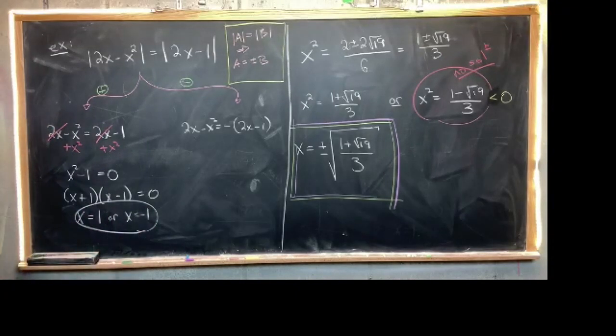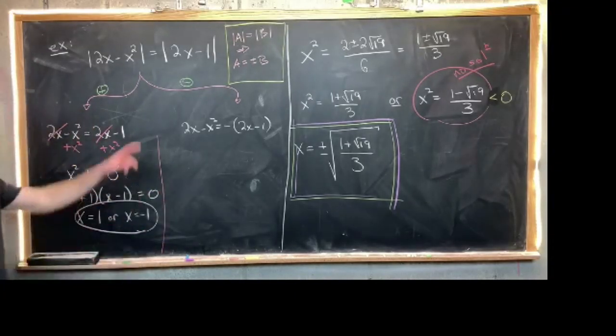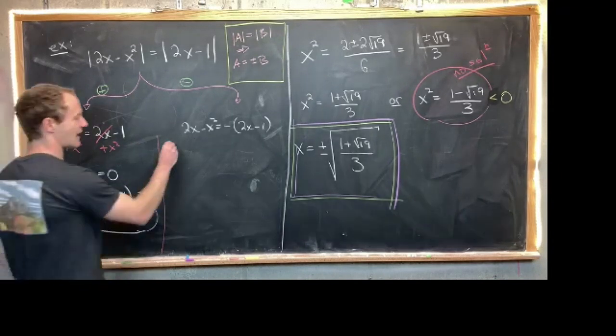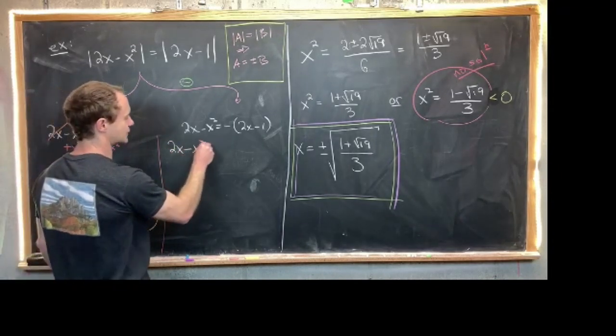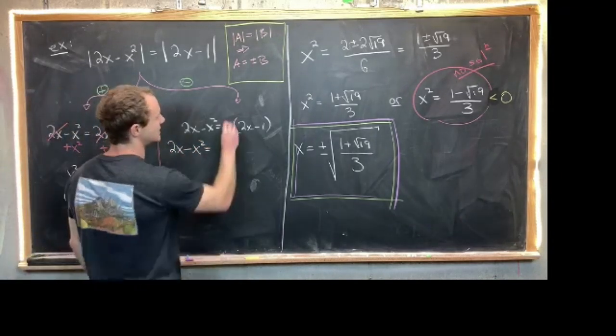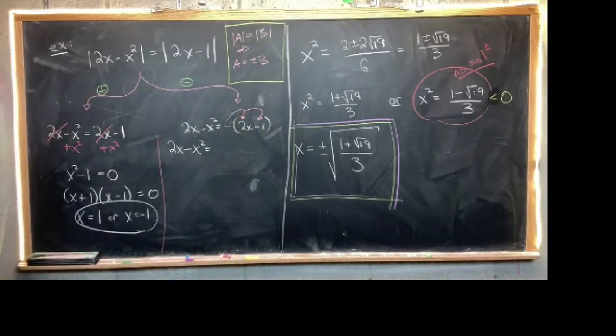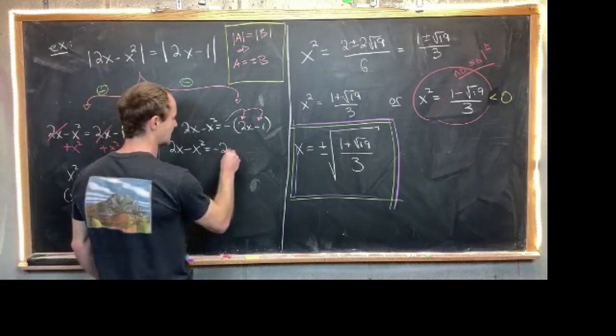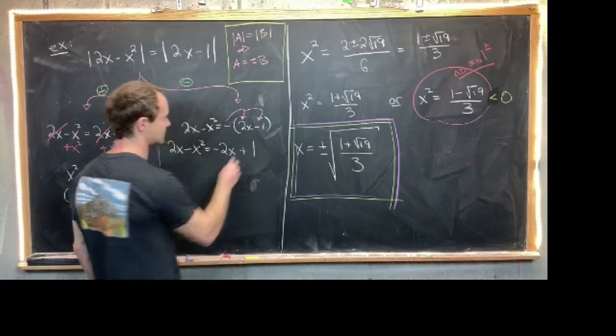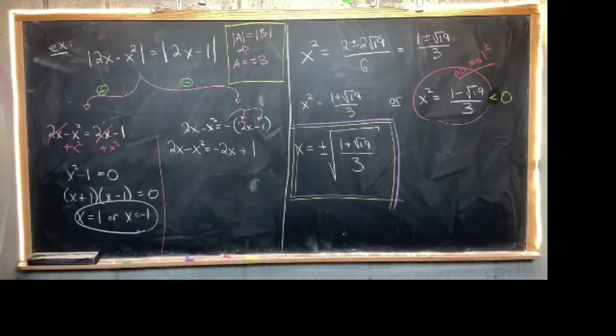Okay, good. Now let's go ahead and look at this one. So we're going to have 2x minus x squared equals, I should say, the first thing that we're going to want to do is expand this right-hand side of the equation. So that's going to leave us with negative 2x plus 1. Now we can move everything around so that we have 0 on one side of the equation.